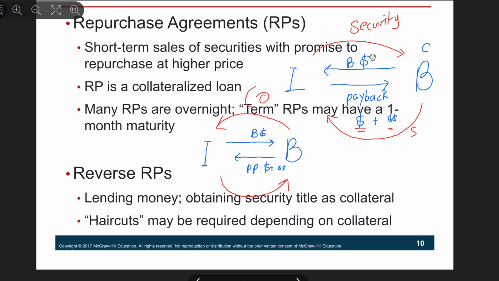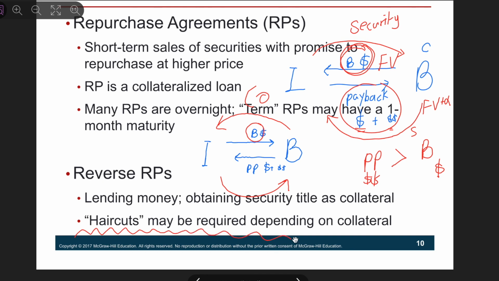So what we have to notice here is that the borrowing value and the payback value are different, right? You pay back more than what you borrowed. That's why I have two dollar signs and one dollar sign. So what happened here is you get the base value and you pay face value plus alpha, right? Here, do you pay the broker the base value? No, they say haircuts may be required depending on the collateral.